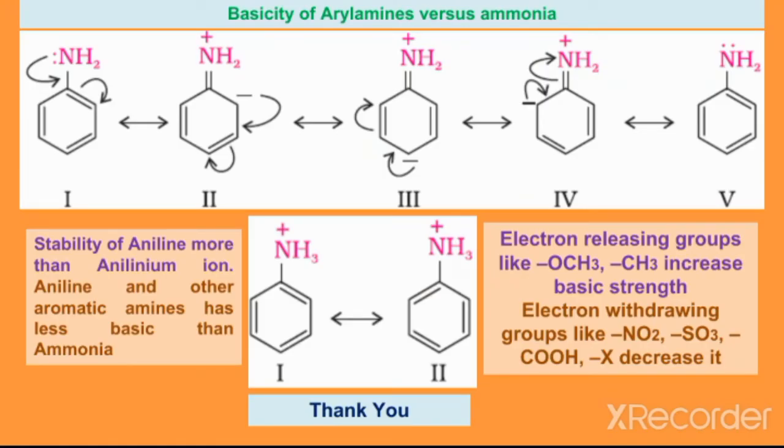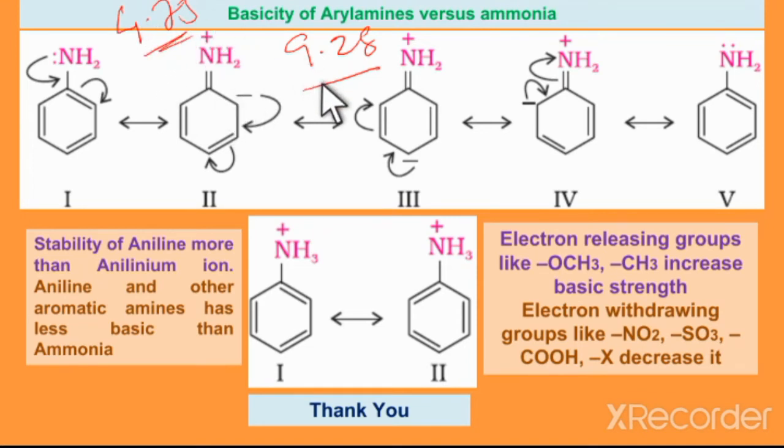Now, the basicity of arylamines versus ammonia. Here the pKb value of aniline is quite high, which is 9.28, whereas ammonia has 4.75. This means the basicity of ammonia is more than that of aniline, because the one with the lower pKb value has more basic nature.